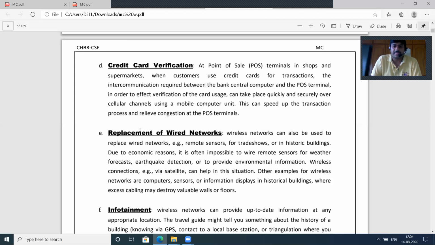Moving to the next one, replacement of wired networks.